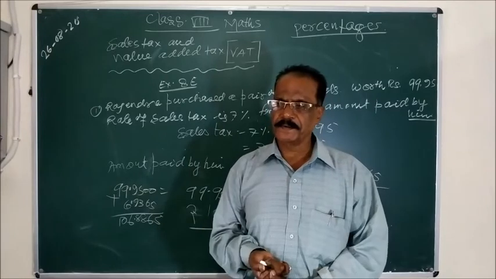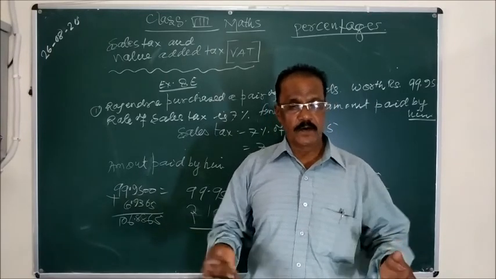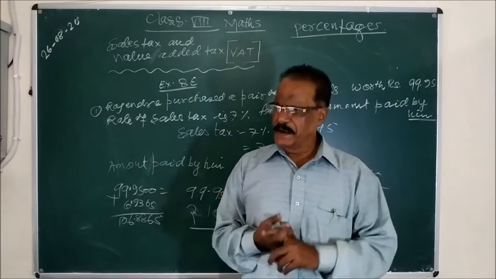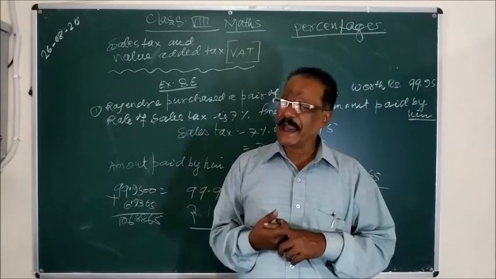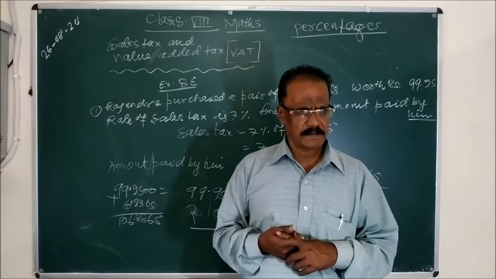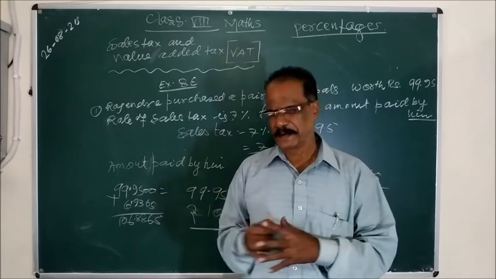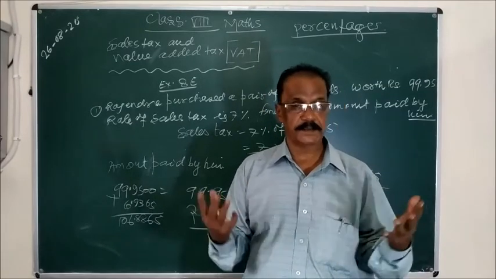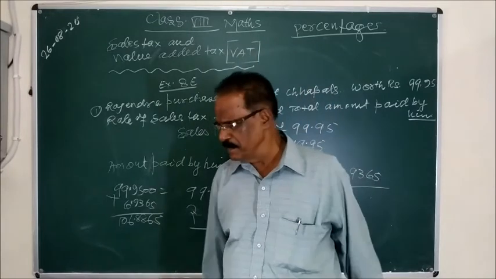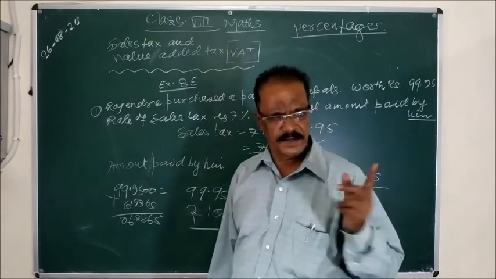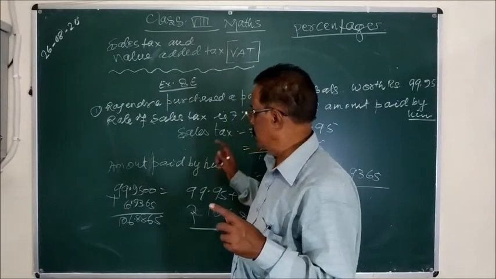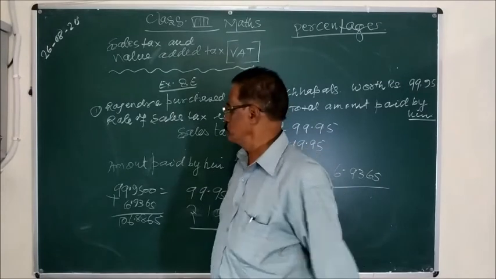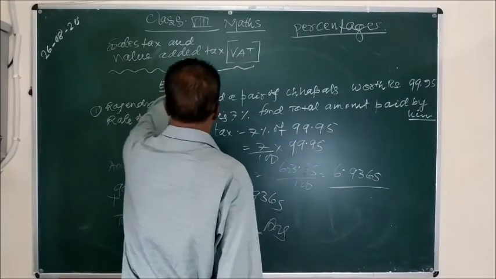Rate of sales tax is different for different items in different states. Generally, the sales tax ranges between 4% to 16%. And in some state maybe 5%, maybe 6%, maybe 8% like that. And then he tries to collect from the shopkeeper. Shopkeeper has to pay this amount. So question number 1, and value added tax.